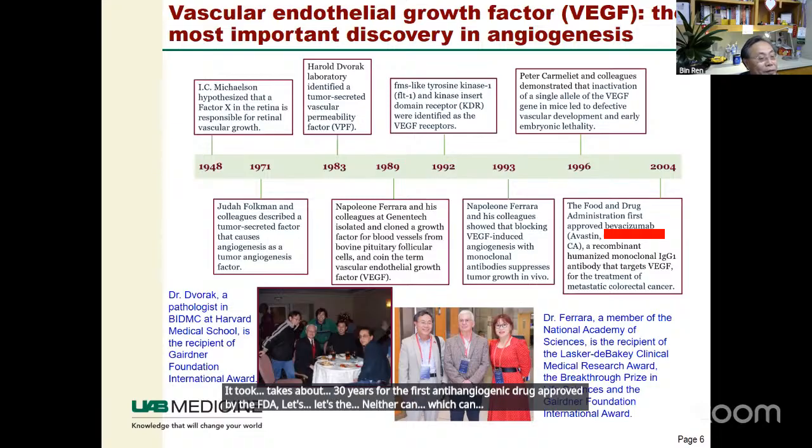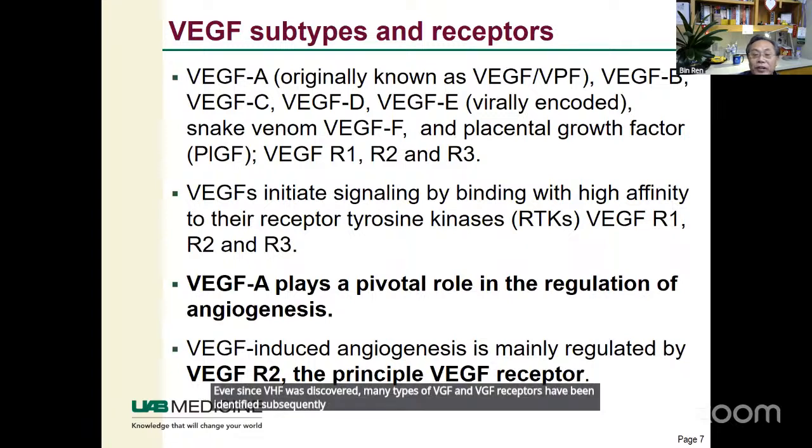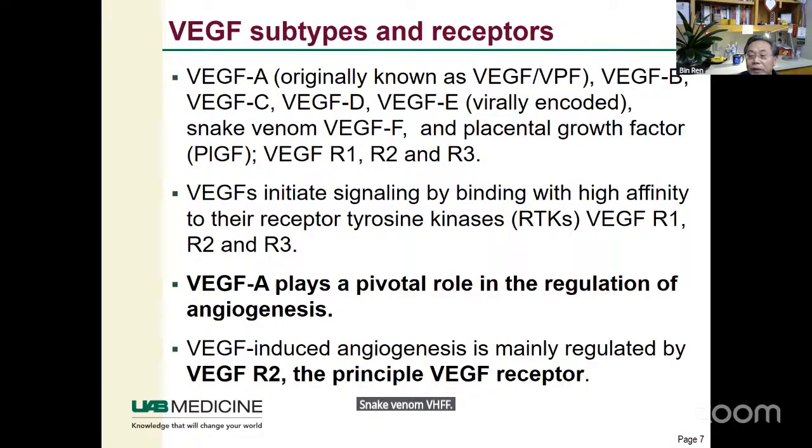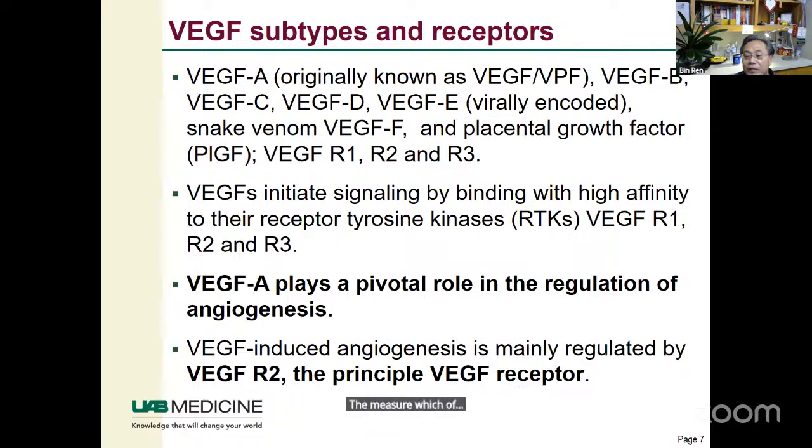It took about 30 years for the first anti-angiogenic drug to be approved by the FDA, which can be used for the treatment of metastatic colorectal cancer in combination with chemotherapy. Ever since VEGF was discovered, many types of VEGF and VEGF receptors have been identified, including VEGF-A, VEGF-B, VEGF-C, VEGF-D, VEGF-E, snake venom VEGF-F, and placental growth factor. They can initiate signaling by binding with high affinity to their receptor tyrosine kinases, VEGF receptor 1, 2, and 3, the major VEGF signaling receptors in vascular endothelial cells.